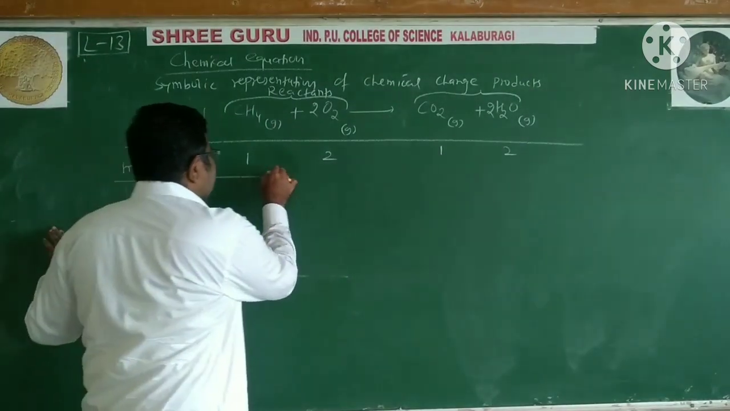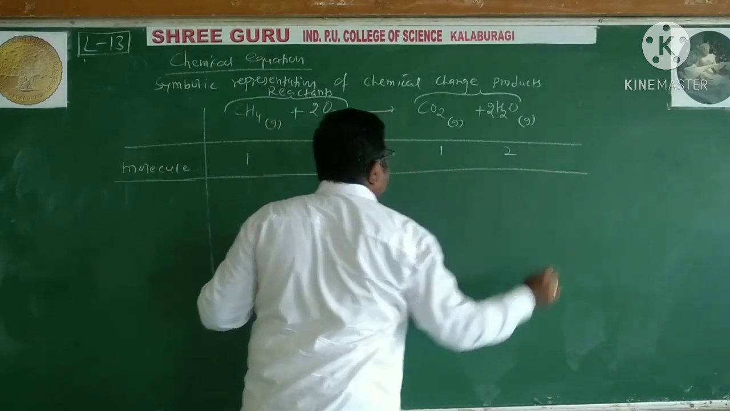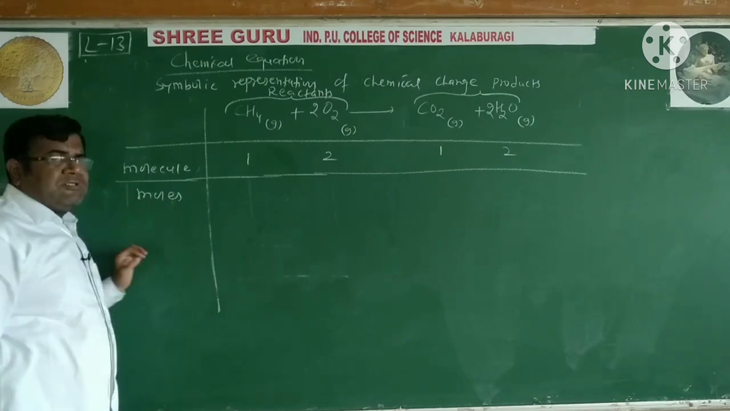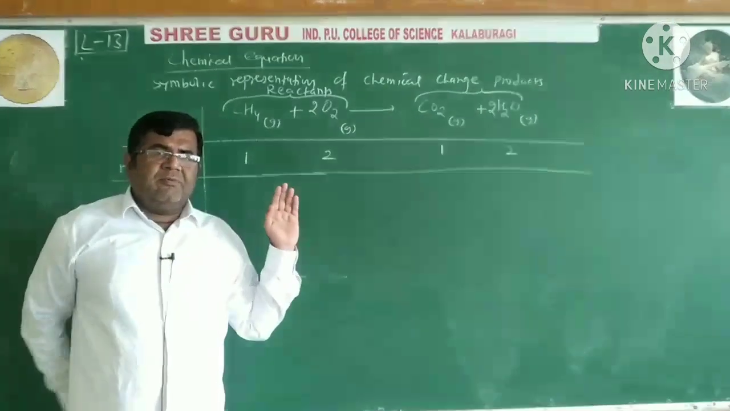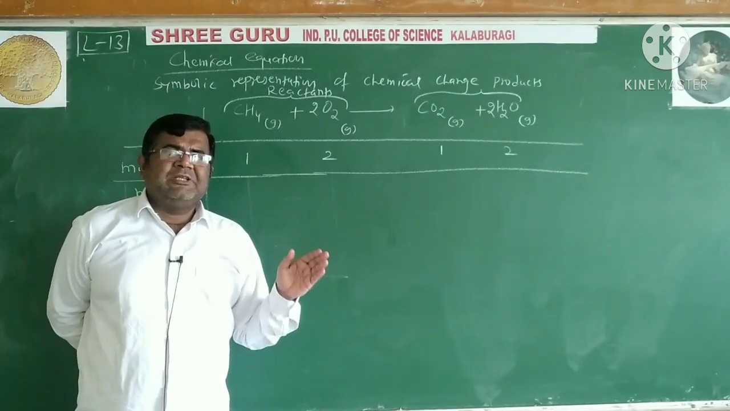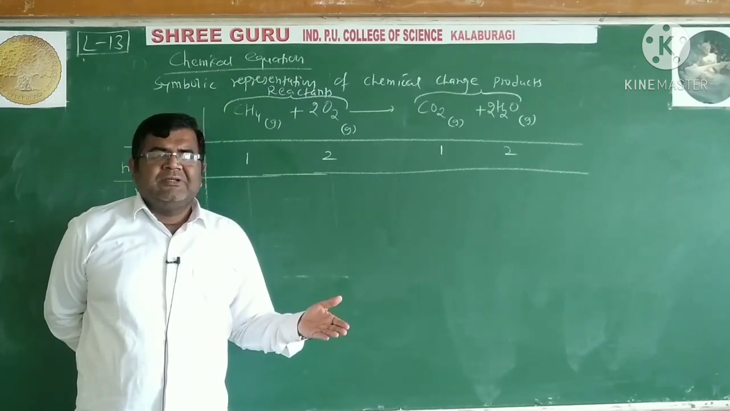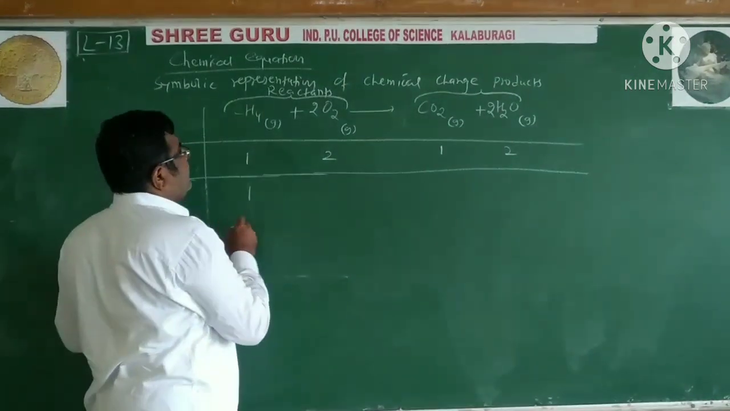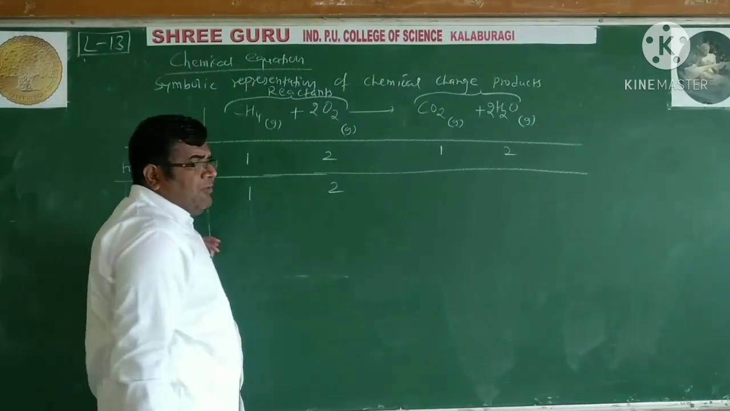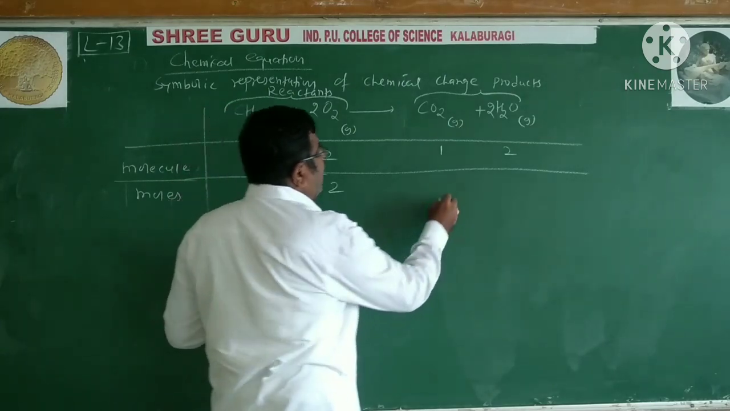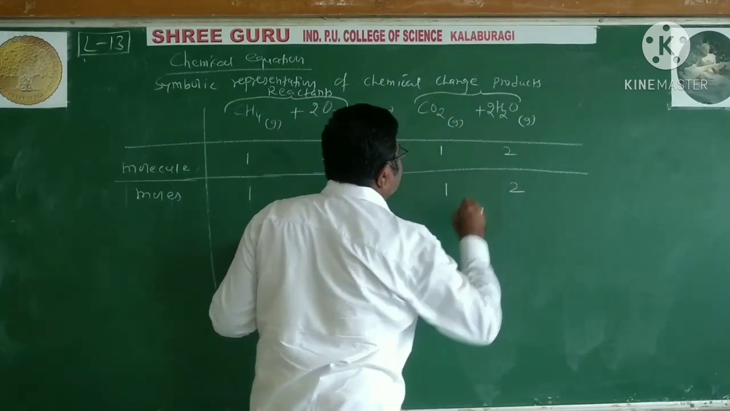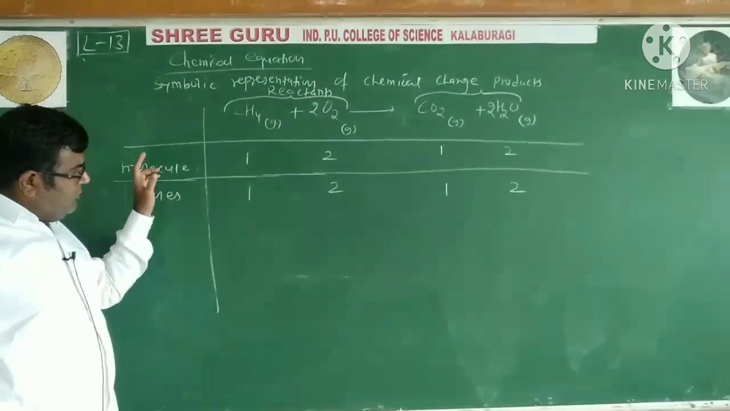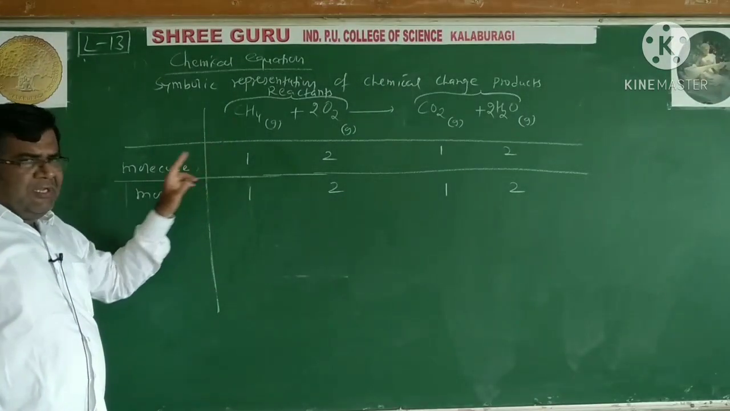These molecules can be converted into moles, because if one molecule is multiplied by Avogadro number, that becomes the mole. So we can say 1 mole of methane combines with 2 moles of oxygen and forms 1 mole of carbon dioxide and 2 moles of H2O. So we can take it as molecule as well, we can take it as mole also.